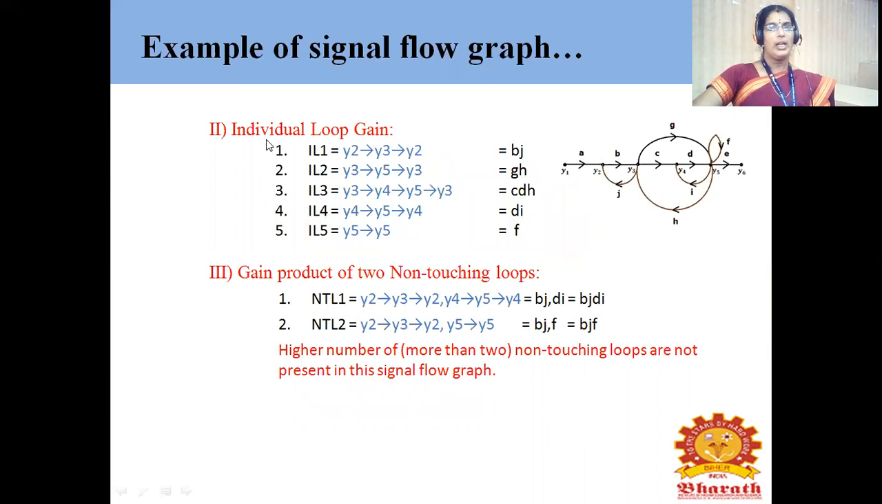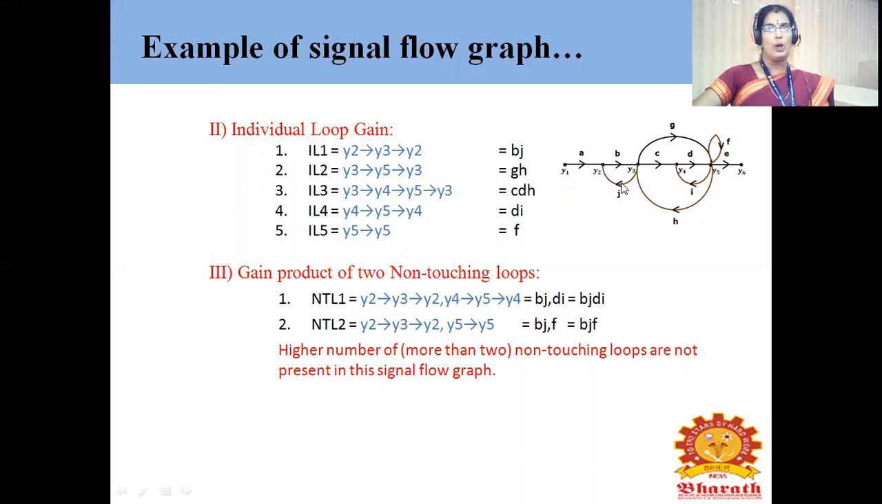Second step is individual loop gain. For the same example which I have shown in the previous slide, how many individual loops are there? There are 5 individual loops. Let me explain one by one. If I take the first loop, it starts from Y2, reaches Y3, and again returns back to Y2. That is nothing but the loop. That is, a loop starts from one node, passes through many nodes, and again returns back to the same node.